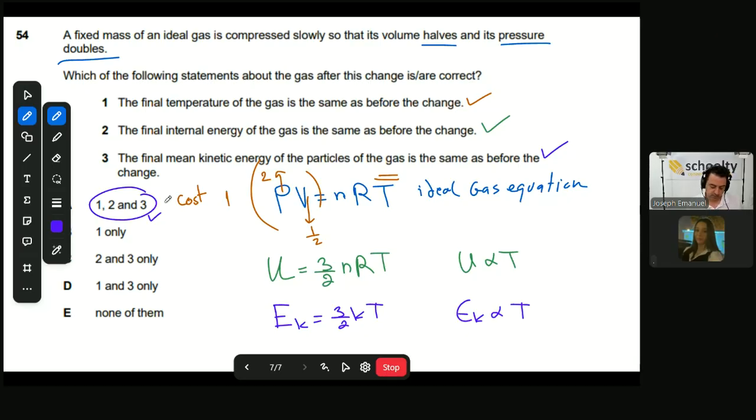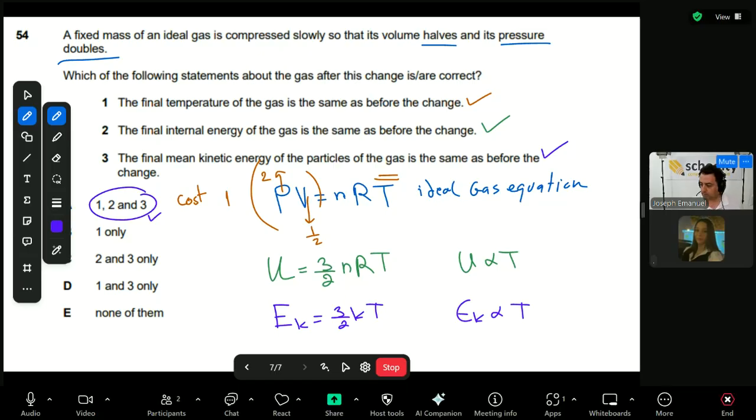Okay. So actually what happened here, if you take a piston and you press it and make the volume half, and the pressure goes double, the temperature, internal energy and the mean kinetic energy will not change. It will be constant. Okay, let's continue.